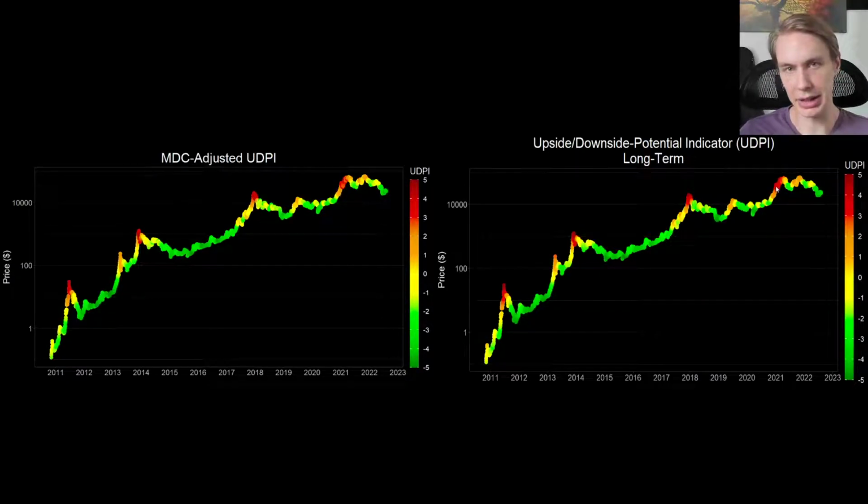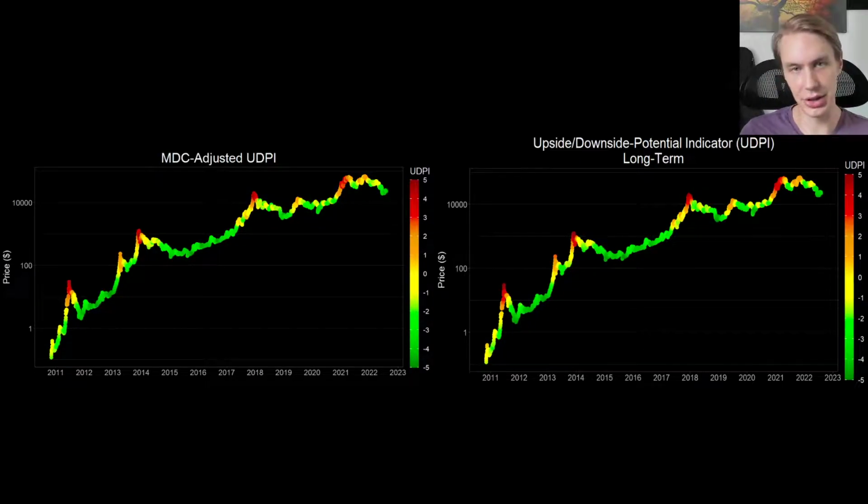I haven't done any backtesting yet to test them against each other to see if one outperforms the other with different strategies. But I just thought it was interesting enough to share. Again, I think they're giving different information, so I'm not claiming that one is better than the other. It's just different information that it's providing: a trend weighted or trend adjusted UDPI versus the raw UDPI in and of itself.